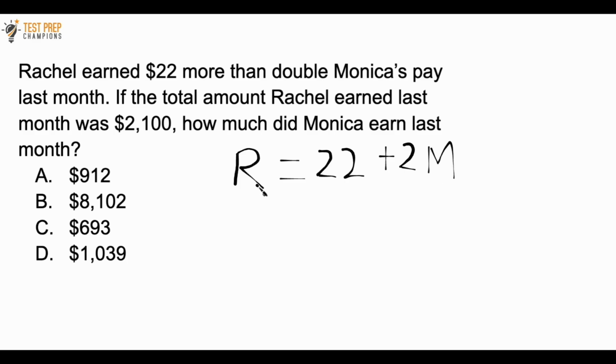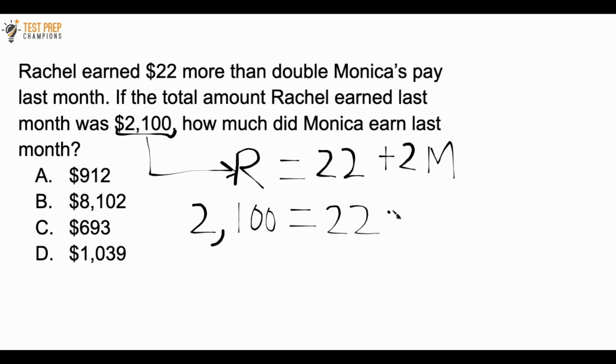Now we already know what R equals, right? We know that R equals 2,100 because the question says if the total amount Rachel earned last month was 2,100. So we can replace r in the equation with 2,100. So when I do that, here's what I'll get. I'll have 2,100 equals 22 plus 2m.